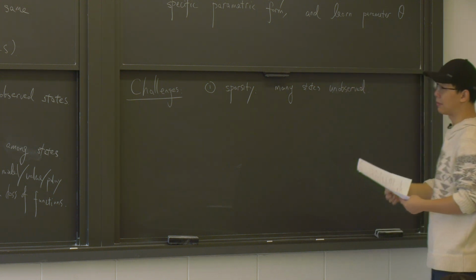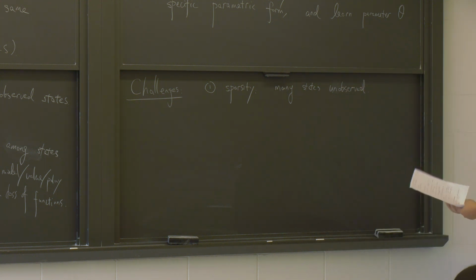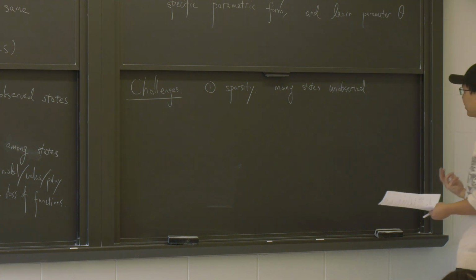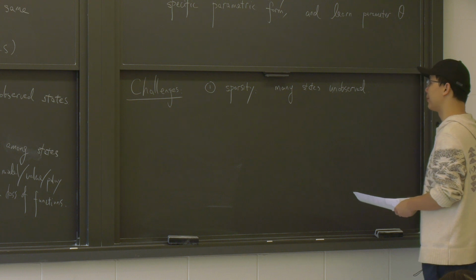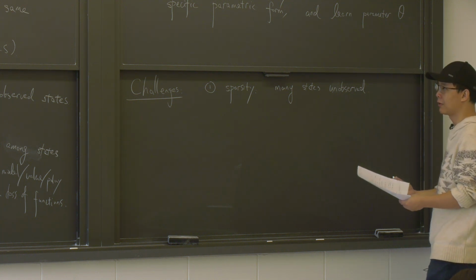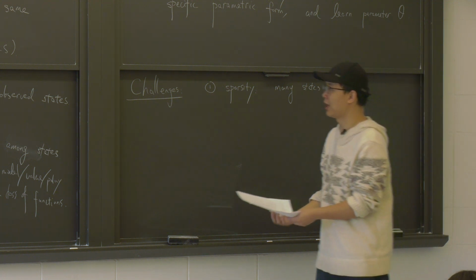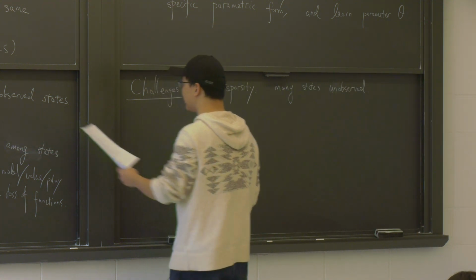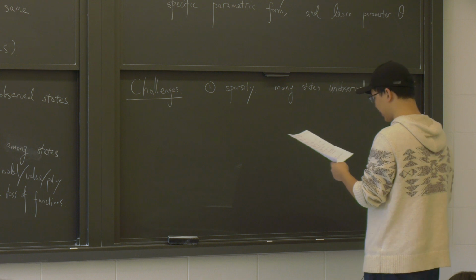And in fact, for robotics or when you want to play Atari games, the number of states you visited is actually very, very small. Most states are not observed. So the challenge of sparsity essentially requires our algorithm to handle generalization. We want to generalize from observed states to unobserved states.